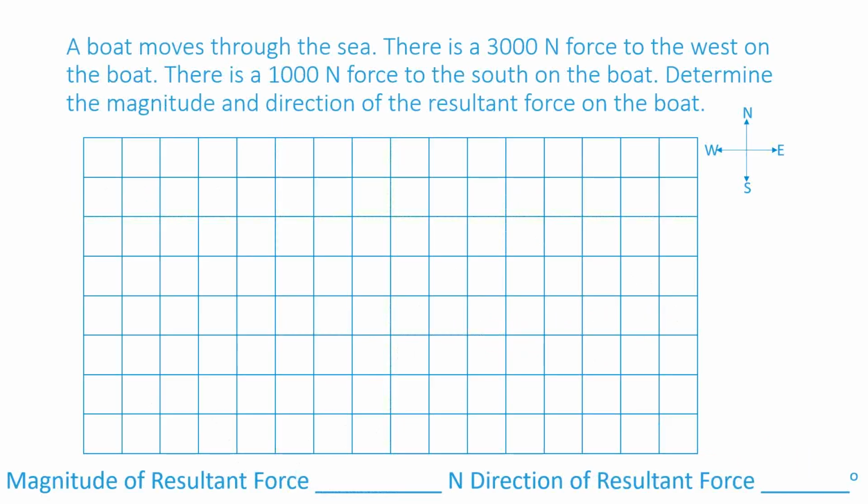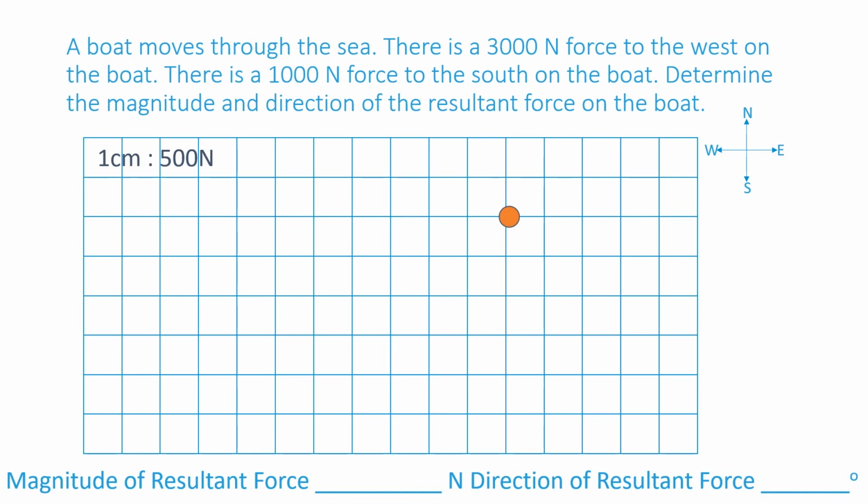In our next question, a boat moves through the sea. There is a 3,000 newton force to the west on the boat, and there is a 1,000 newton force to the south on the boat. Determine the magnitude and direction of the resultant force on the boat. So again, I'm going to draw my free body diagram. I will use the scale 1 centimetre represents 500 newtons.